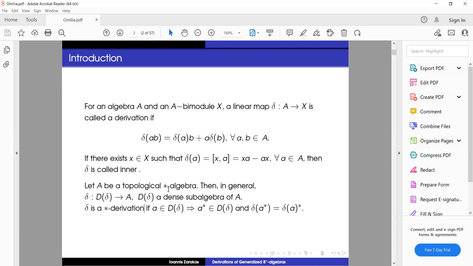If we are in the involution setting, if our algebra has an involution, our derivation would be star if the derivation delta respects the involution in this sense, of course. Okay, so this is purely algebraic and topological as far as the definition of derivation, which is well known, is regarded.